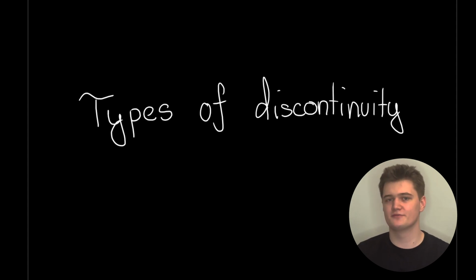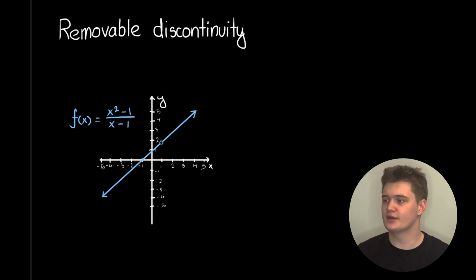Four main types of discontinuity. So number one would be the removable discontinuity. Usually it's the function that has a hole in it, and it's called removable because while doing some basic algebra, you can actually get rid of that. Let me show you an example.